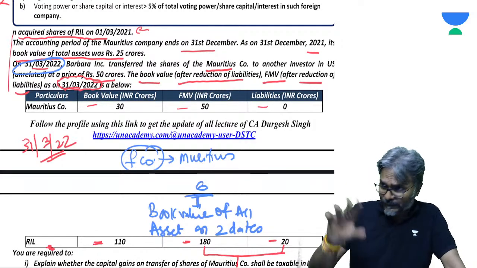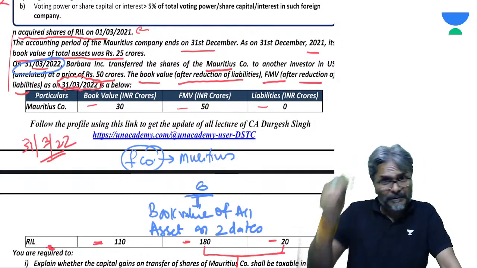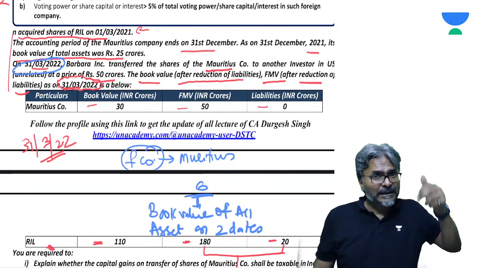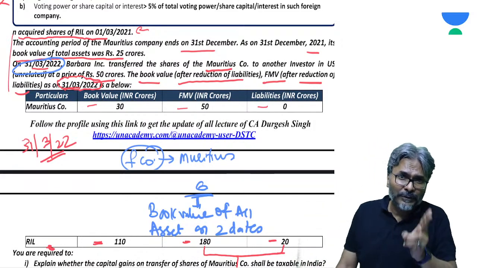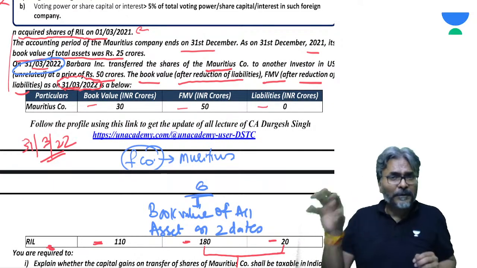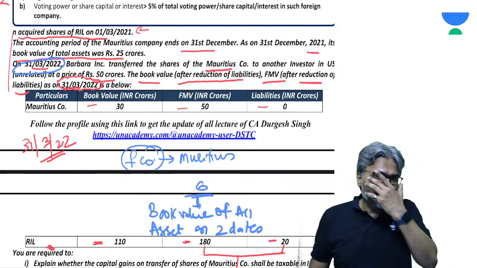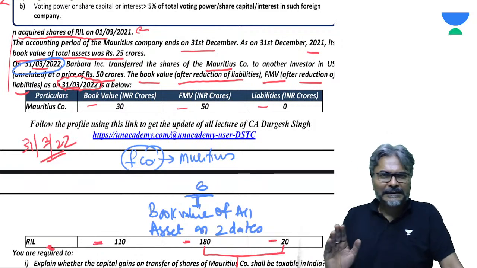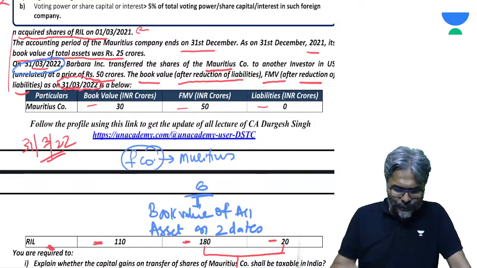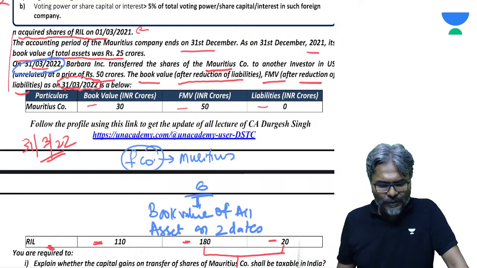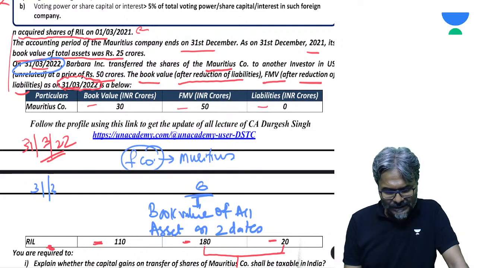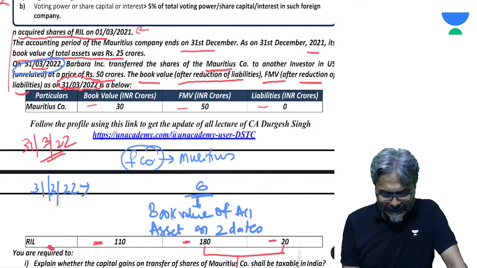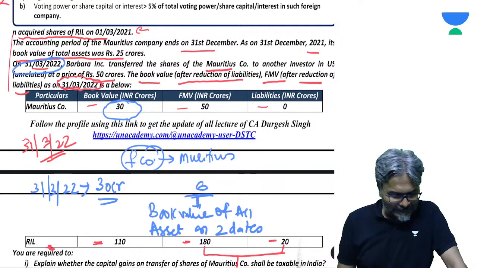The two dates are the date of transfer of its shares by the US non-resident, and the last date of the accounting period preceding the date of transfer. So check the book value of all the assets of this foreign company on these two dates. The date of transfer is 31st of March, and the total book value of the asset on that date is 30 crores.